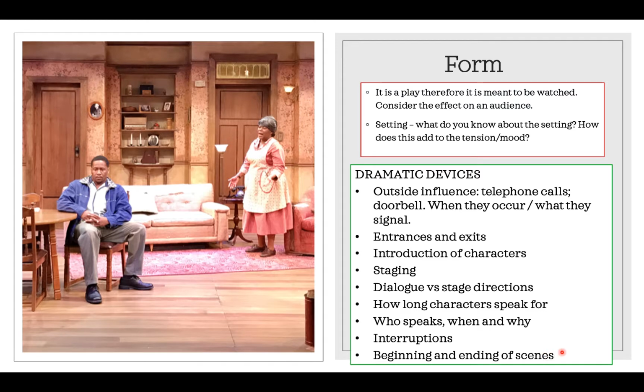And the beginning and the ending of scenes. So again, how does it start? How does it end? Think to yourself, why has the examiner picked this particular extract? What do they want me to understand? What do they want me to try and pick out? What is interesting about this particular extract? There should be a clear progression of something, whether it's a relationship, an event or character development. So think about how it begins, how it ends, and what's developed in between.